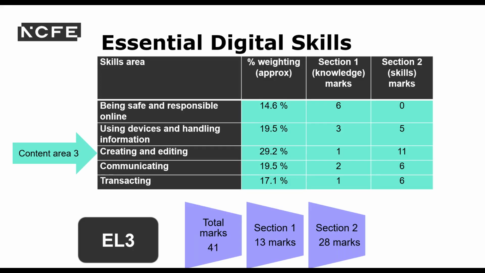So here we have the weightings for the Essential Digital Skills Entry Level 3 assessment. So for this, the editing is the third content area and has significantly higher weighting in the assessment than the other content areas. There will only be one question in the first section worth 1 mark, and the remaining marks will come from the tasks in the second section.